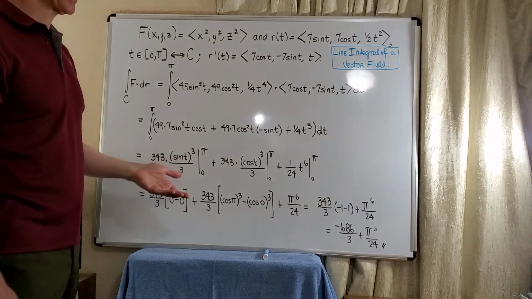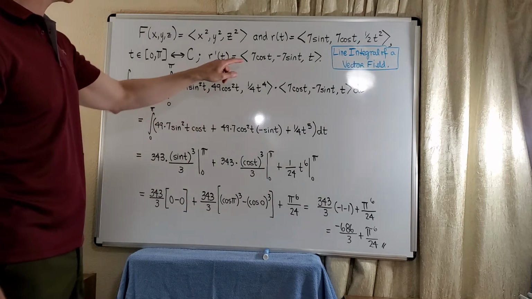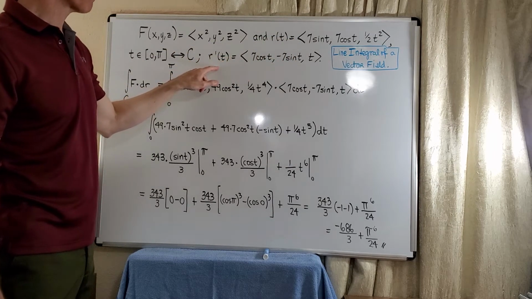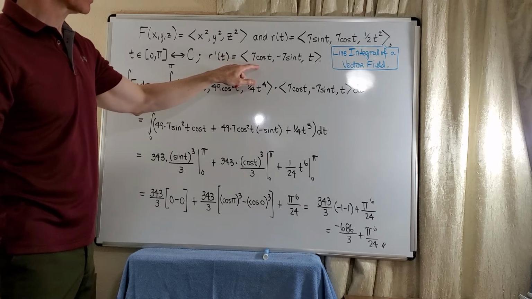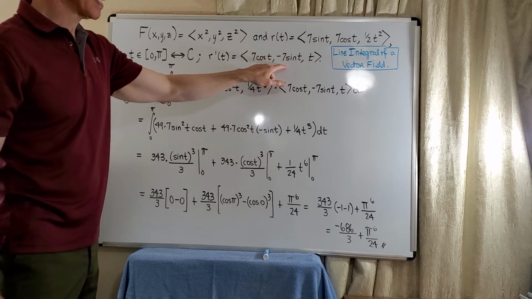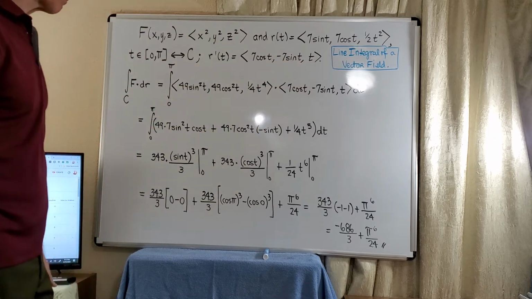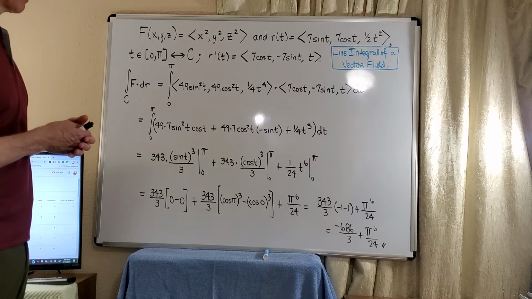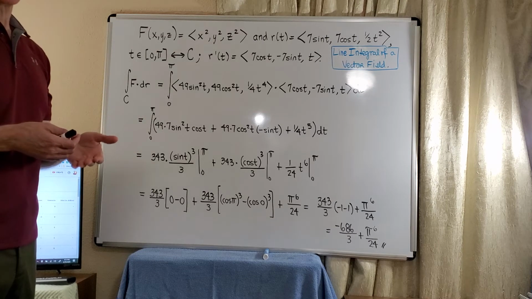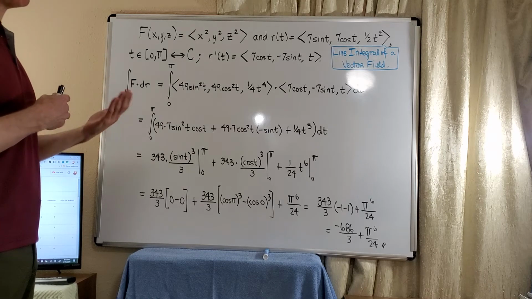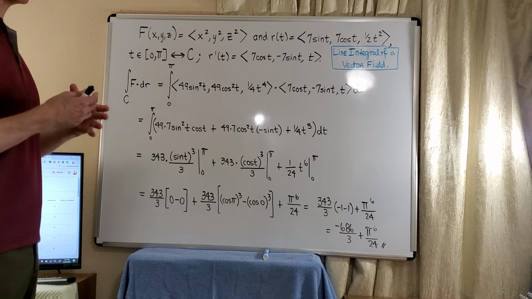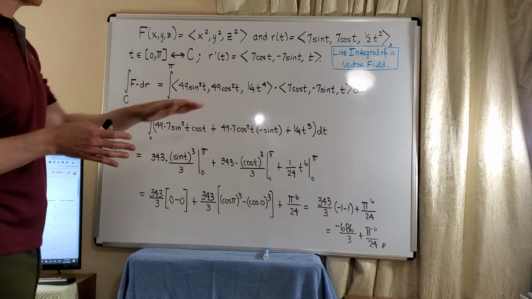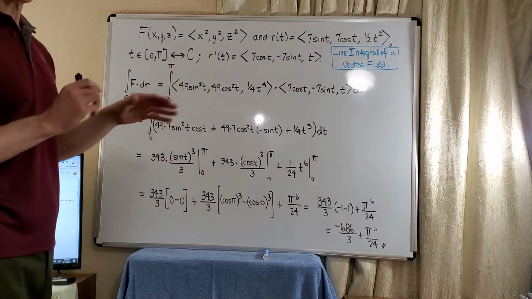Just like with the line integral of a scalar function, we still compute the velocity. From r(t), we can get r'(t) by differentiating: 7 cosine t, negative 7 sine t, and then of course t. Now, in the definition of the line integral of a vector field, we are utilizing the unit tangent. Because of the unit tangent, the speed factor in the integrand is absorbed, and so you don't see that here. That's the main difference.